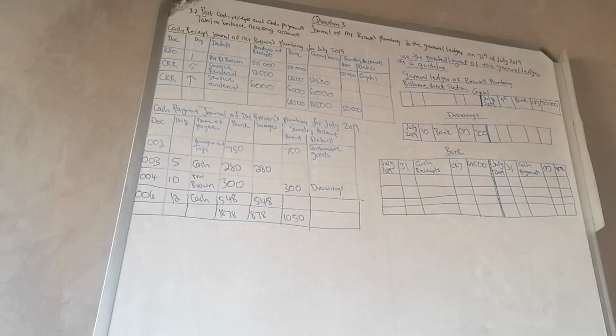Details of sundry account. We need to balance this. We need to balance CPJ and CRJ, generally these ones that are posted under the bank. We want to balance to see whether more money came in or more money went out, whether there's any profit that we have made.